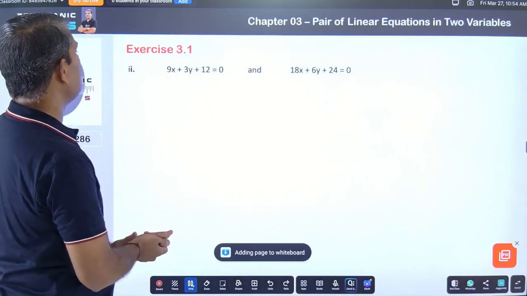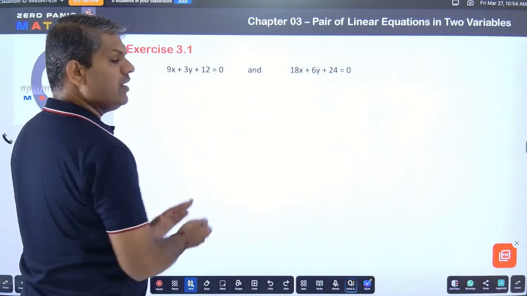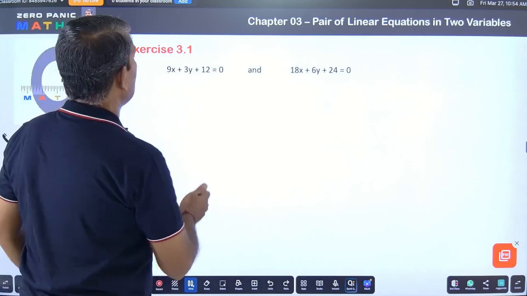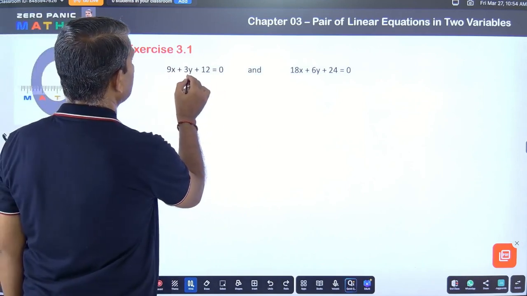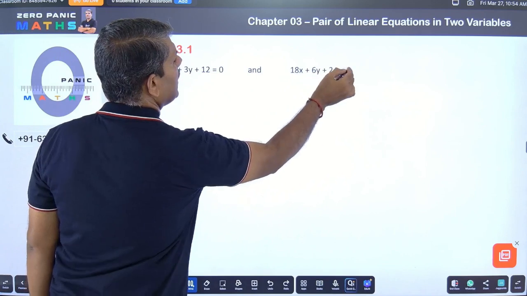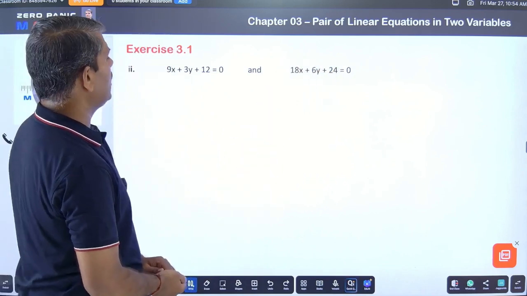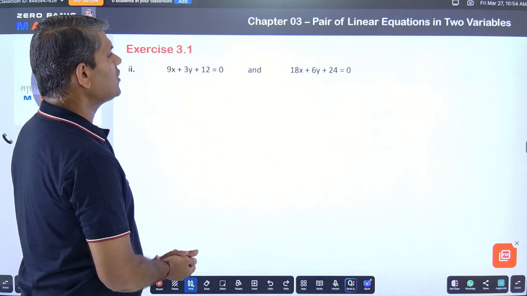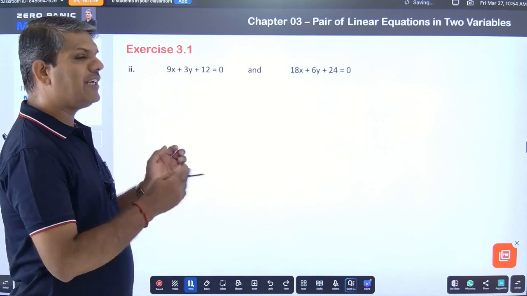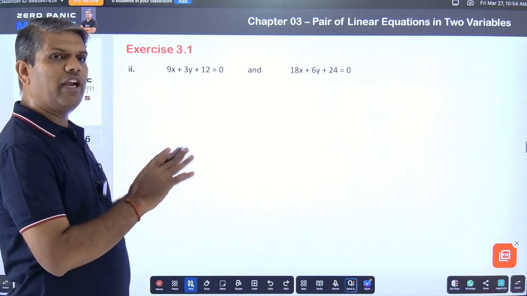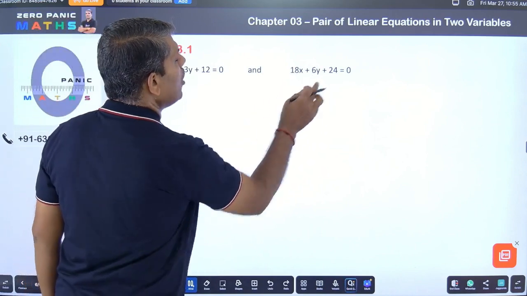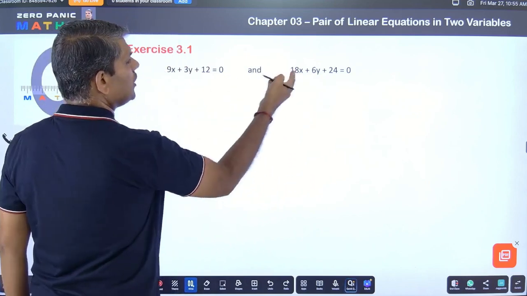Okay, let us quickly move to the next problem. The next problem is also similar. We need to identify whether the lines are intersecting, parallel, or coincident. Now what is given here? 9x plus 3y plus 12 is equal to 0, and 18x plus 6y plus 24 is equal to 0. Now first of all, with the given equations, if something is common, you can take that common by either dividing or multiplying the given equation. Divide equation 2 by 2. 2 is common there.